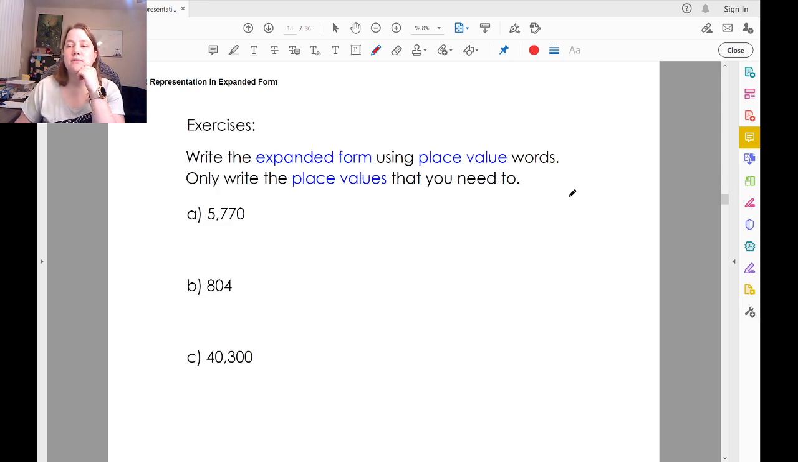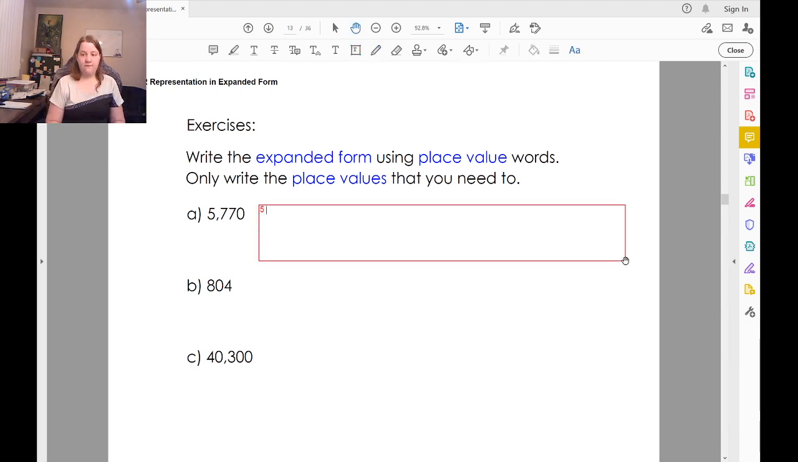They want you to go ahead and write the expanded form using place value words. Only write the place values that we need to. That means that we're going to get out our handy dandy keyboard that we were totally prepared to do, because I just looked at this and forgot. So when we have the first one on there, we have 5,000s plus 700s plus 7 tens. We're not going to put anything about the 1s because, well, there are no 1s. Let's look at the next one.